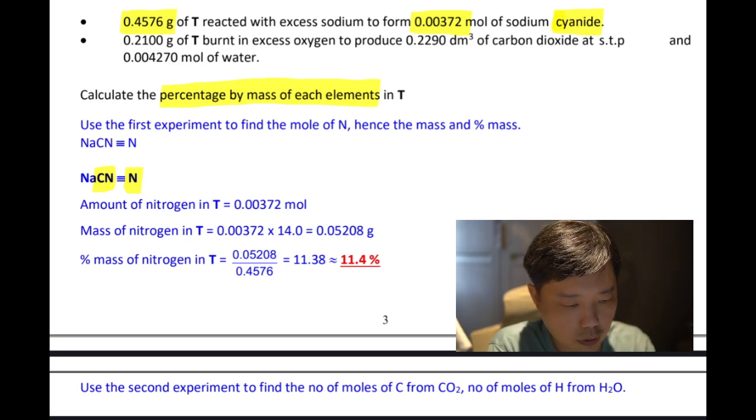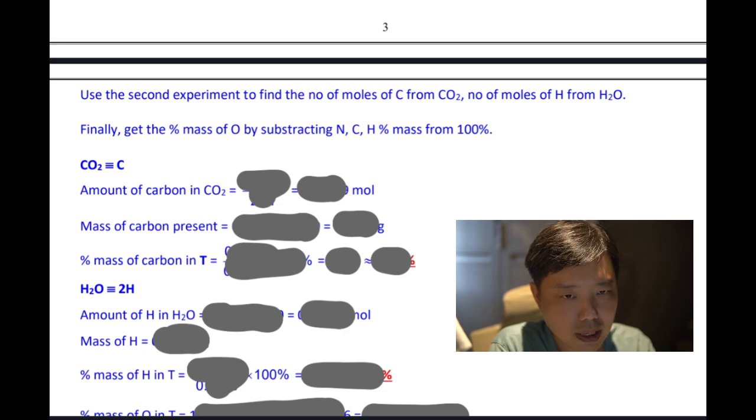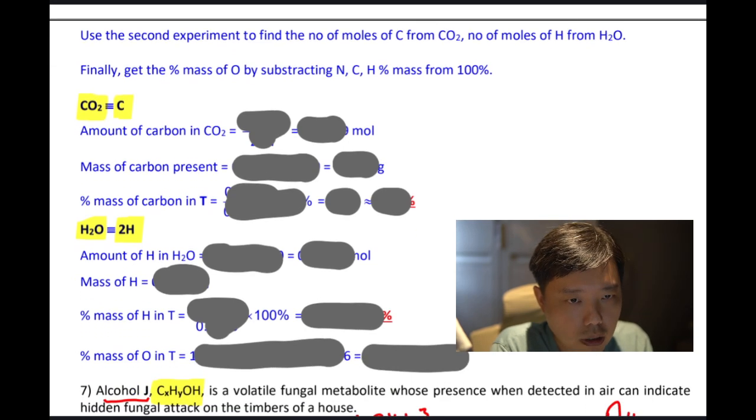Let's move on to the second experiment. Again, we're using the mole ratio, right? Because carbon dioxide to carbon, the mole ratio is 1:1, whereas for hydrogen, it is 1:2. We just need to take note of the mole ratio when we are doing our calculation.